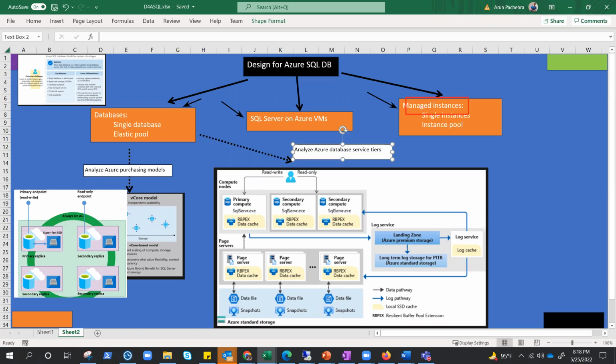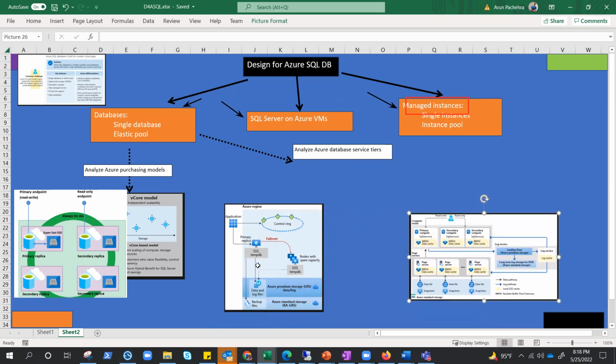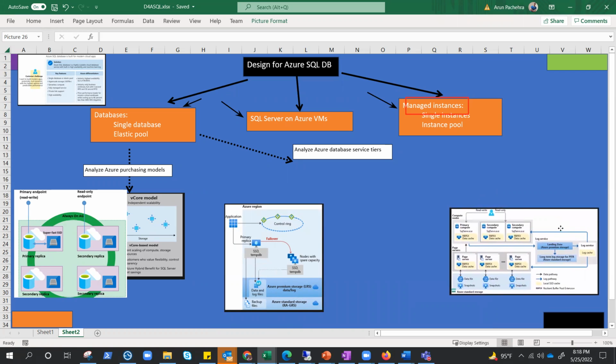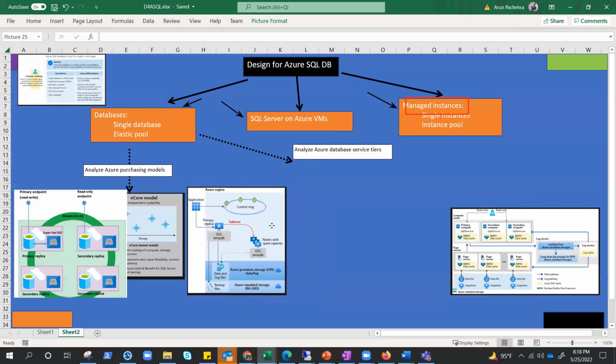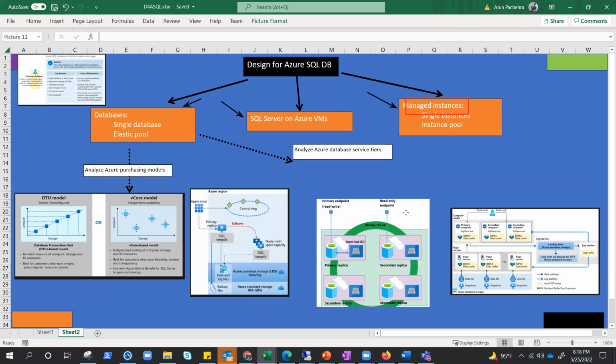Now, let's see the recommendation. Which one we've got to choose in which scenario, right? This is the main purpose of the design. Because when you design, you need to choose. You need to choose the right SKU. You need to choose the right service tier, right purchasing model.